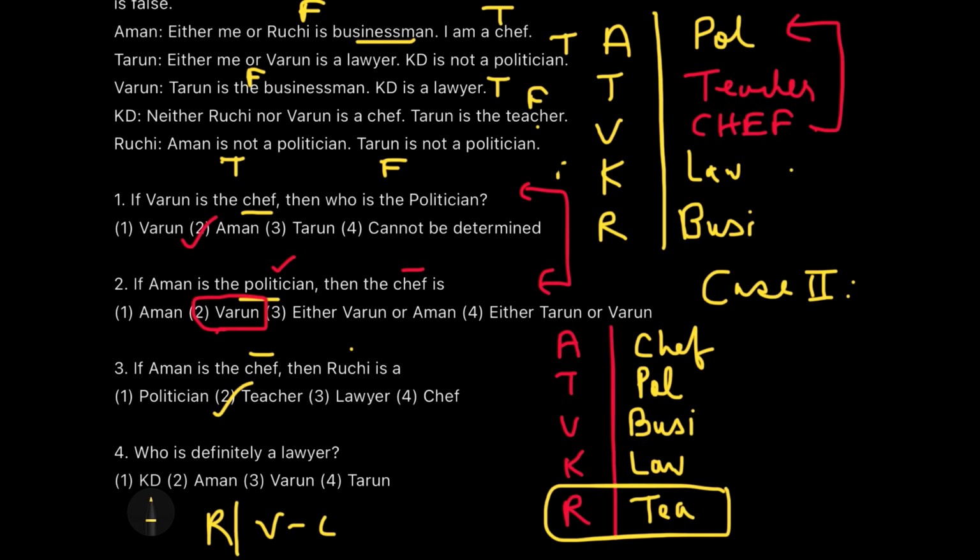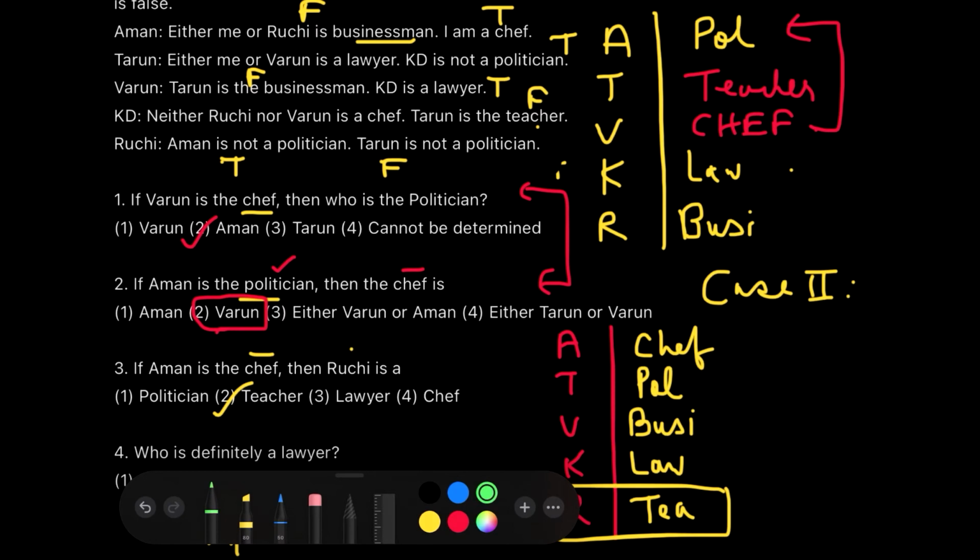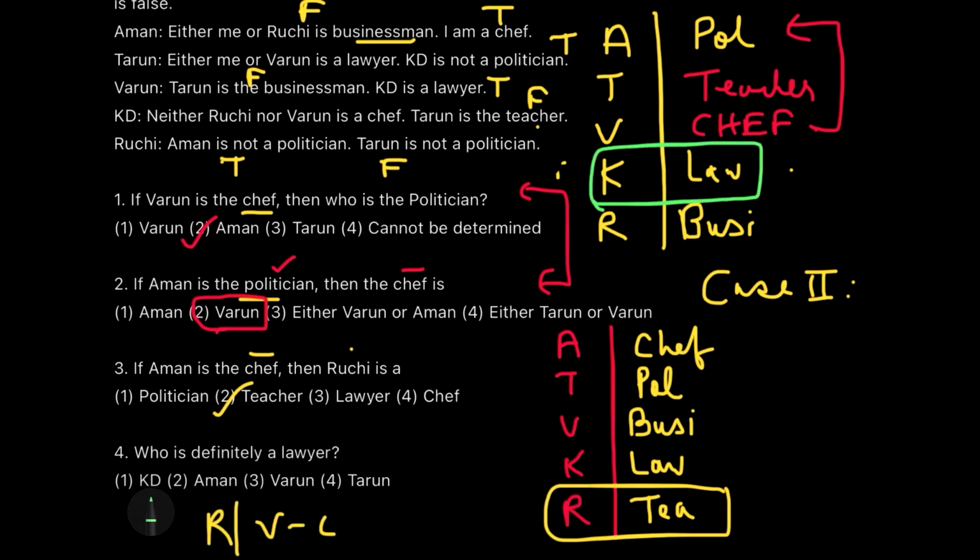And the last and the most interesting question. In both the cases, we see that one person is definitely the lawyer. And which is that person? KD is the person who is the lawyer in both the cases. Therefore, for the fourth question, the answer will be A, that is KD. KD is the lawyer in both the cases.